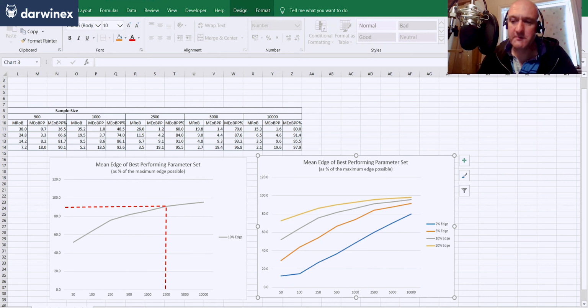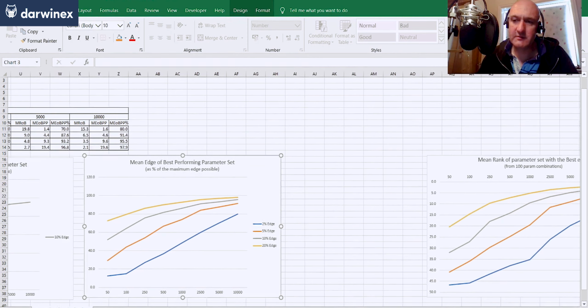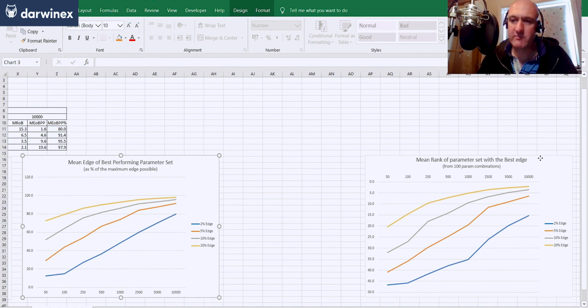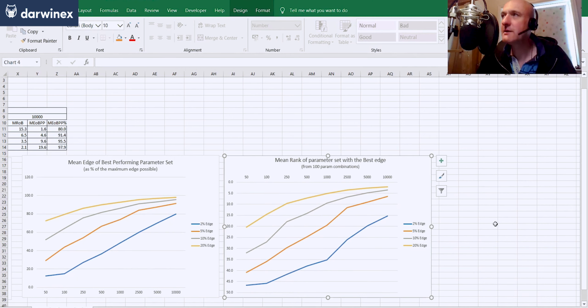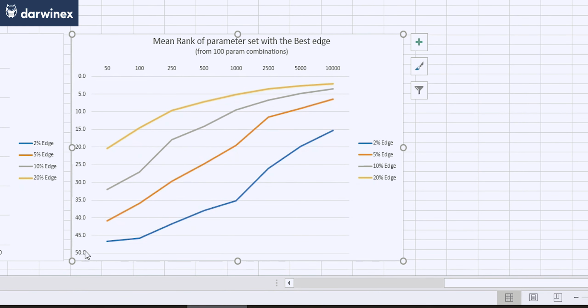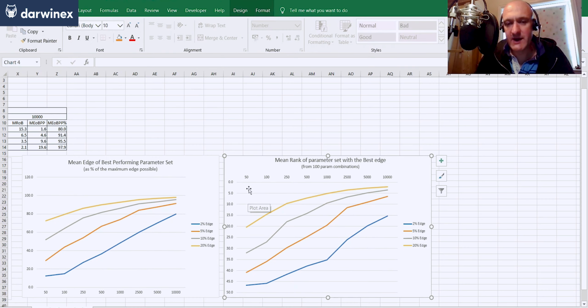What I've also done, just through interest really, is plot the rank that the best parameter set achieves for different sample sizes. And so you can see we've got a reverse scale here. So as the sample size increases, the rank decreases, with one being the first position and 100 being the worst, the last position.